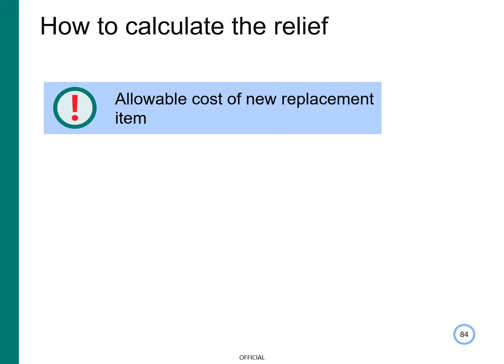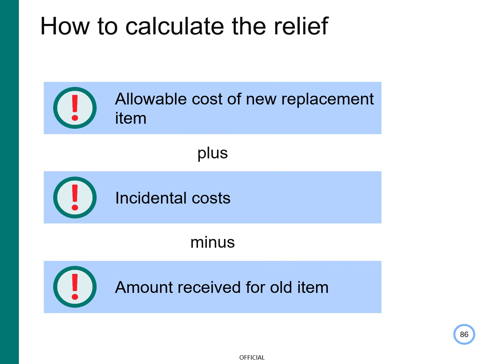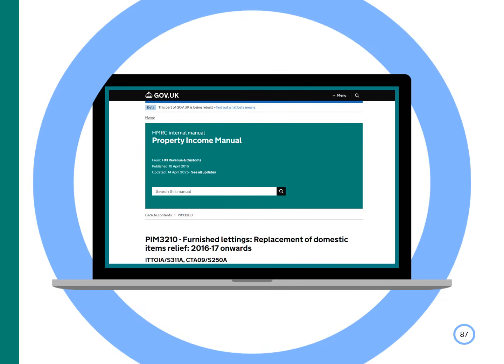So the amount you can claim as relief is the allowable cost of the new replacement item. Where there's an improvement, limit the relief to the cost of replacing the original item. Add on related costs for disposing of the old item or buying the replacement. Then take off any amounts you receive when you dispose of the old item. The Help About link and this page in the Property Income Manual PIM 3210 gives the information you need to work out the amount you can claim.